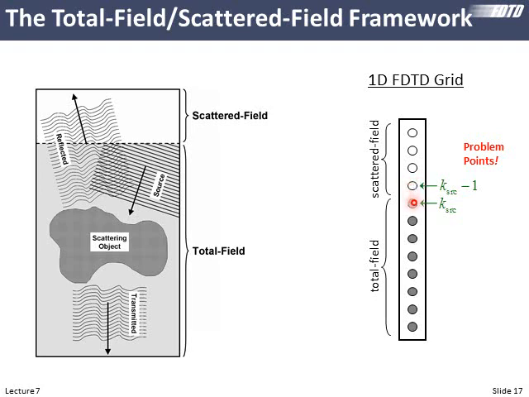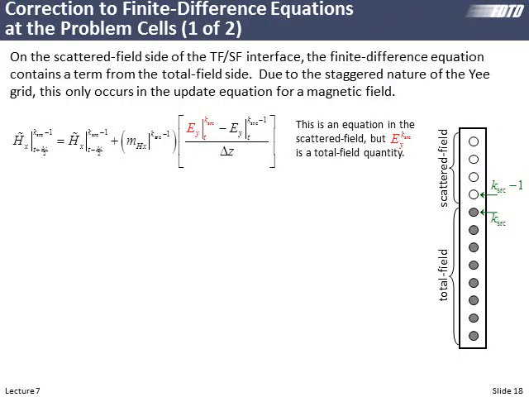Likewise, when we're down here in the total field, one of those update equations will contain a term from the scattered field, which is not compatible with total field quantities, and we need to fix that. So we're actually incorporating our one-way source simply by fixing those update equations, and that's what injects our source. So let's talk about these corrections.